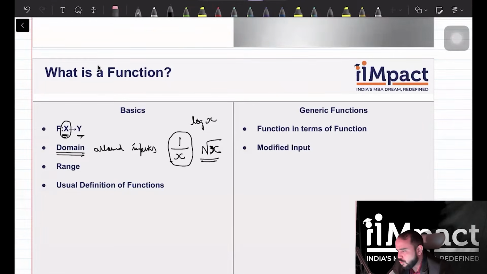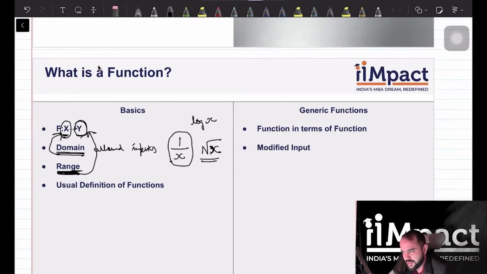Then there was range. What was range? The actual set of values your output is taking. That is what your range is. So domain connects to the input, the values that you have the choice to put. Range connects to the output, the values that the function can provide to you depending upon what the input is going to be. Now usually the functions that you see most commonly, can any one of you give me an example of any function that you can think of?